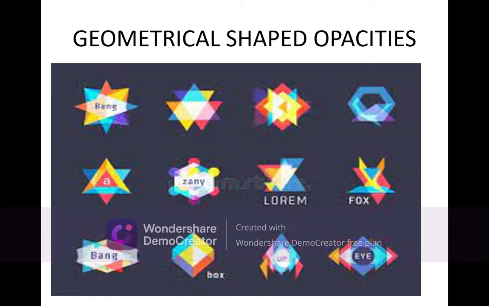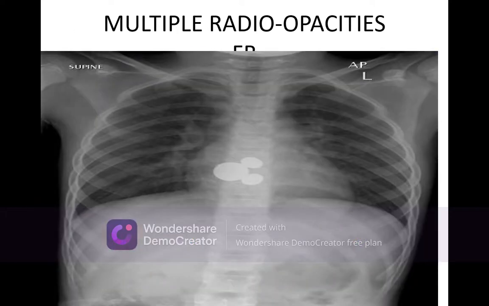Now, these are the geometrical shapes: triangular, rectangular, and other than this, you see different shapes, squares, and so on. Specific shapes are seen. Geometrical shape opacities, multiple nodular opacity. For example, here you see the three opacities here, 1, 2, and 3.